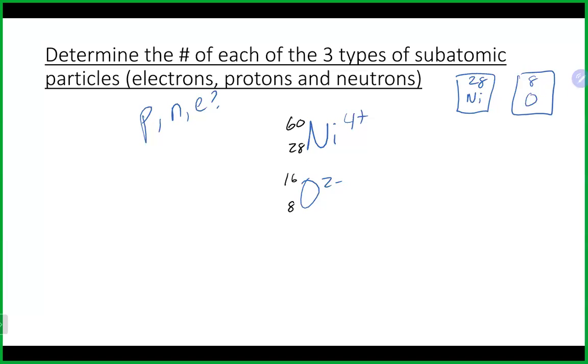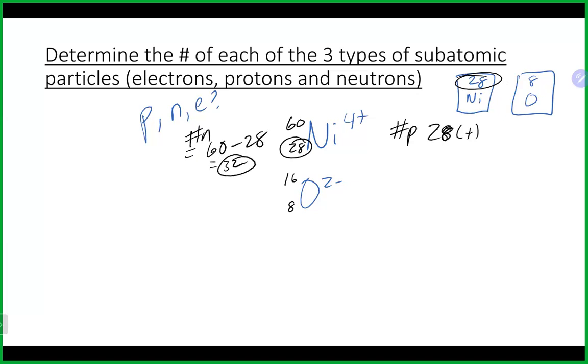All right, so let's see what we come up with now that we have numbers. In this case, for our nickel, our number of protons should match our atomic number, which we could get from the periodic table, and that should be 28 here. Our number of neutrons is going to be our mass number, which is on top, minus our atomic number, and that's going to give us 32. Is this a cation or anion? It is a cation. I know that because it's positively charged.